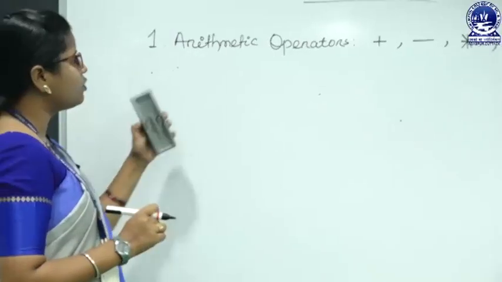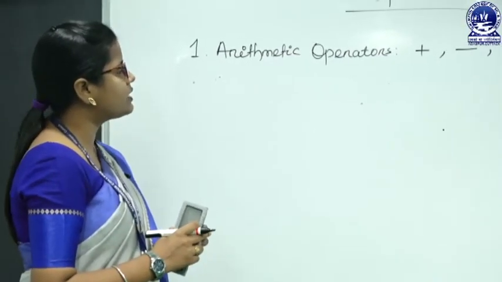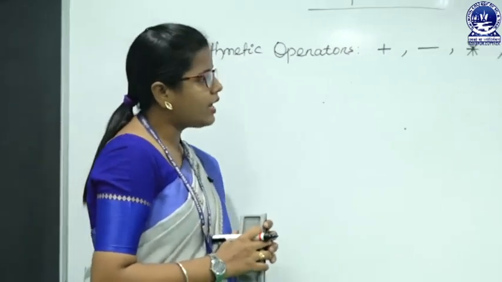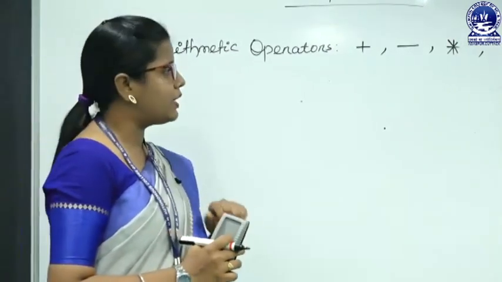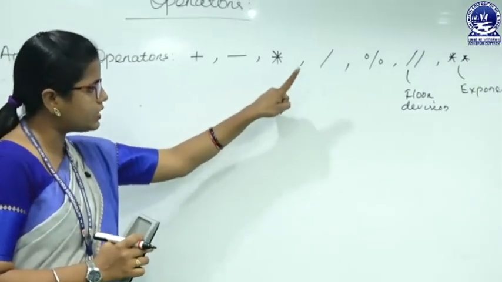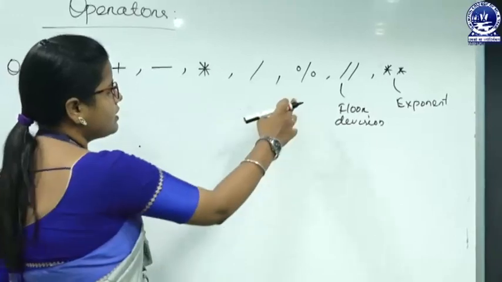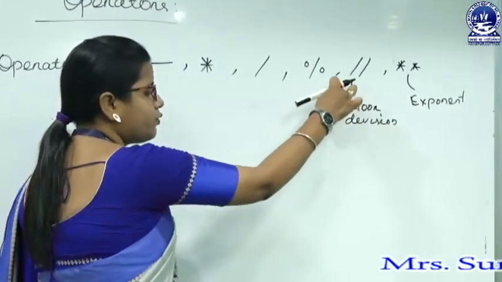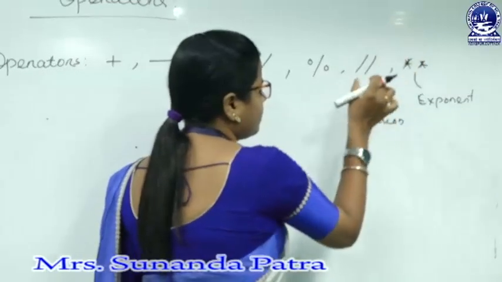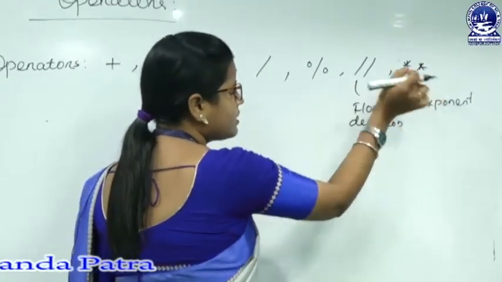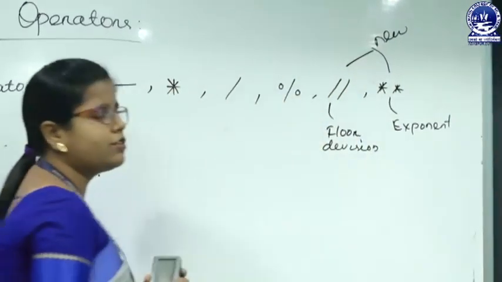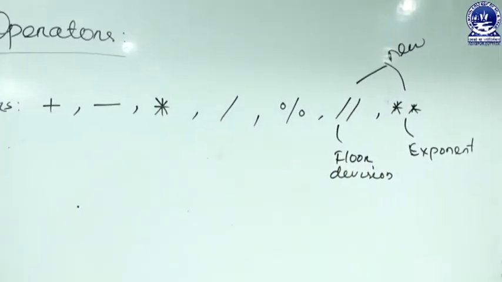First let us come to our first operator, that is the arithmetic operator. In arithmetic operators, we have 7 types of operator. The first ones are addition, subtraction, multiplication, division, this is our modulus, and this is the floor division, and this is the exponent operator. So these two are new operators we have in Python programming language.